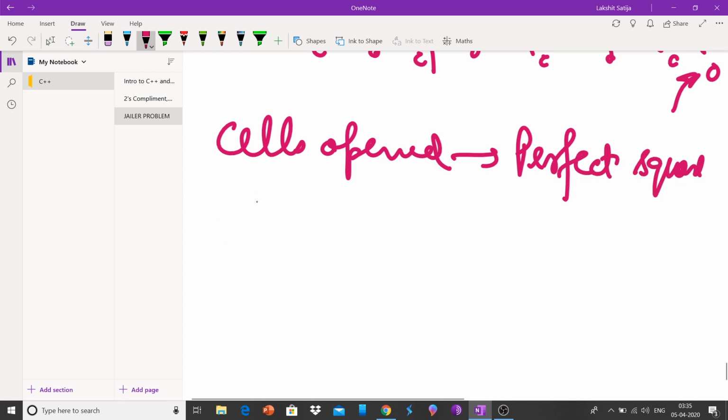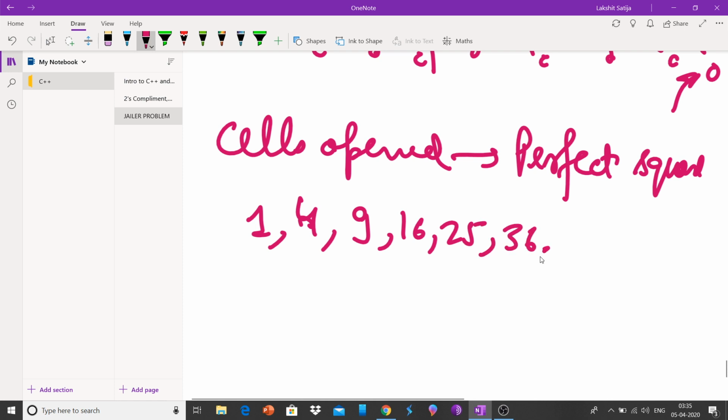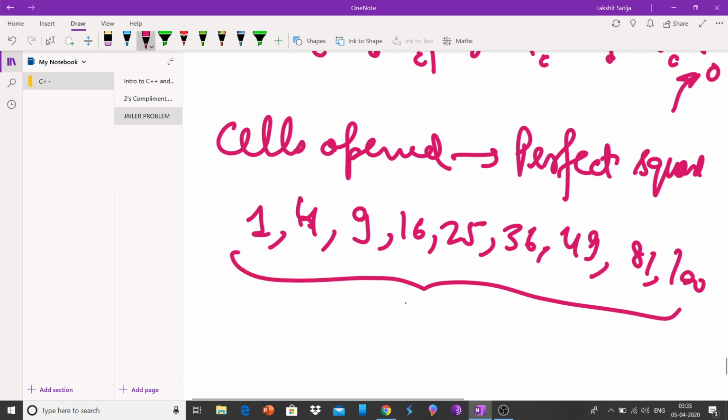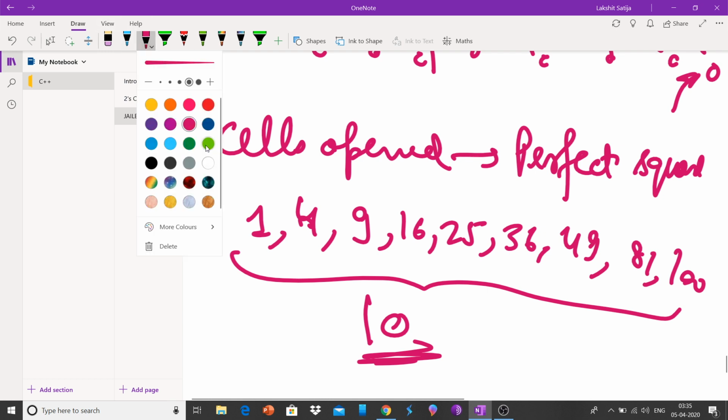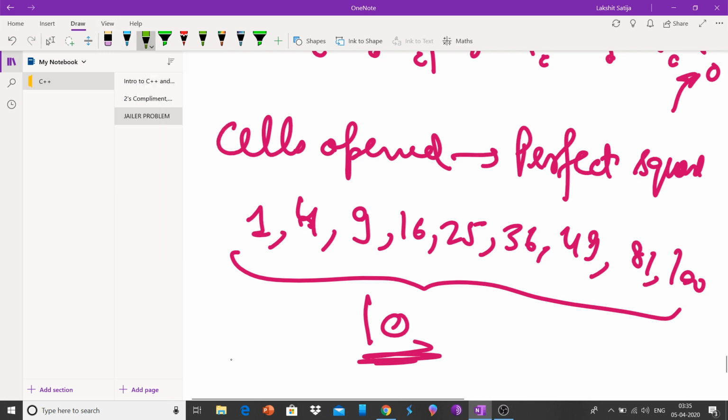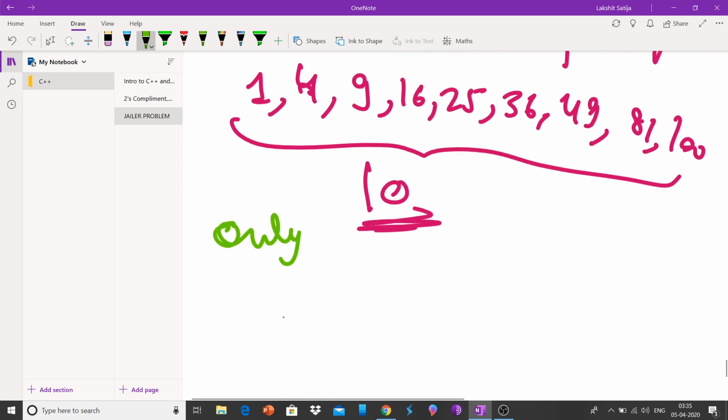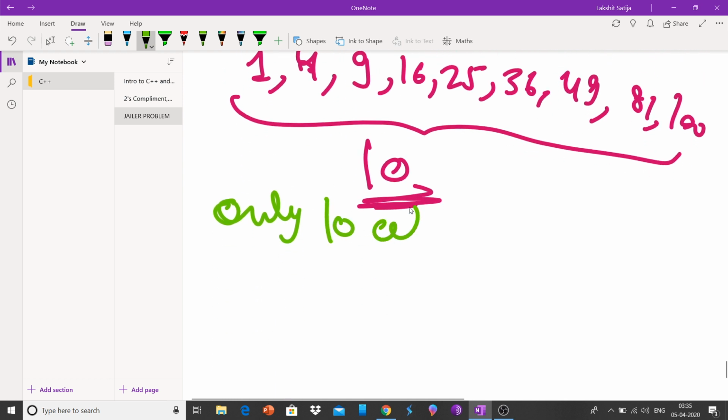So our final answer will be 1, 4, 9, 16, 25, 36, 49, 64, 81 and 100, which are equal to 10. So our answer is that in the end only 10 cells will be open.